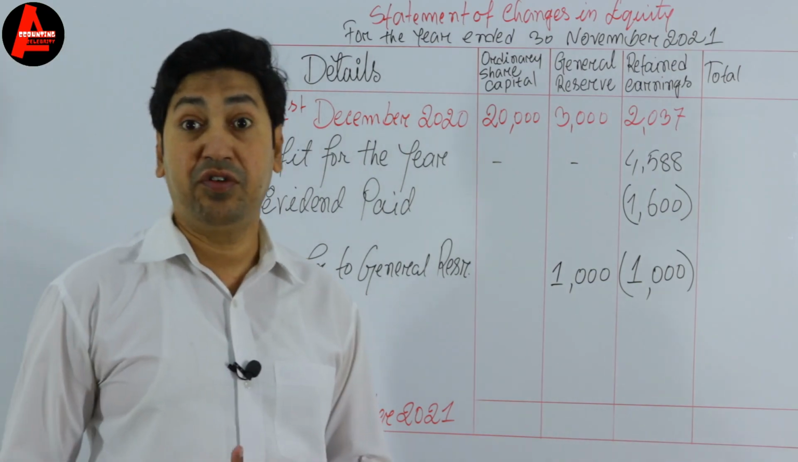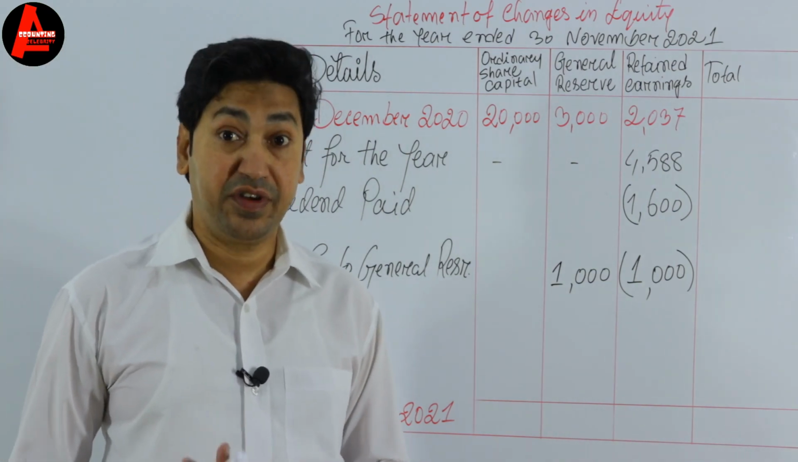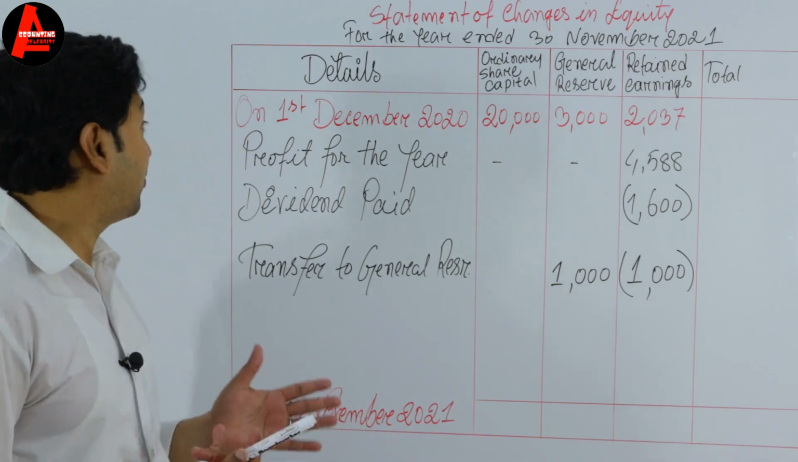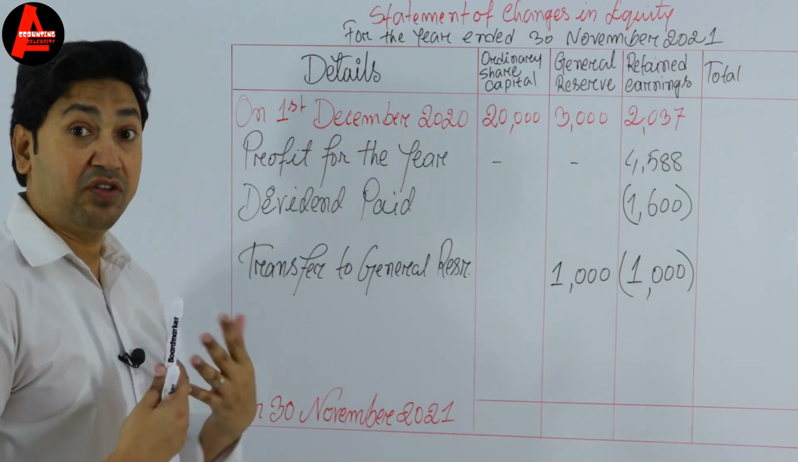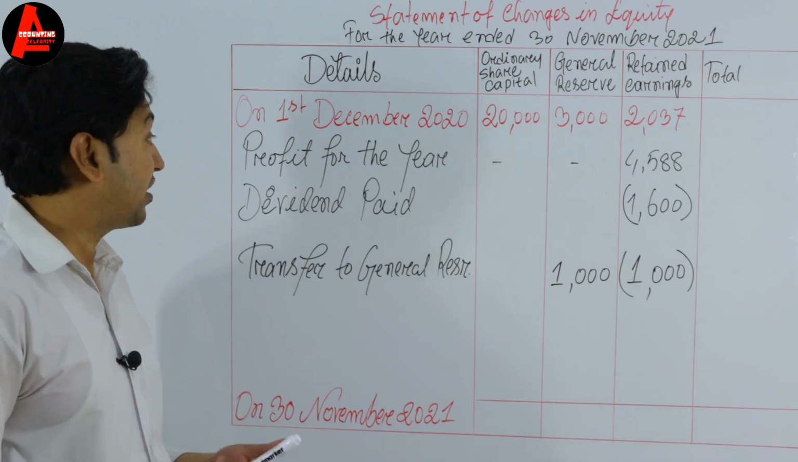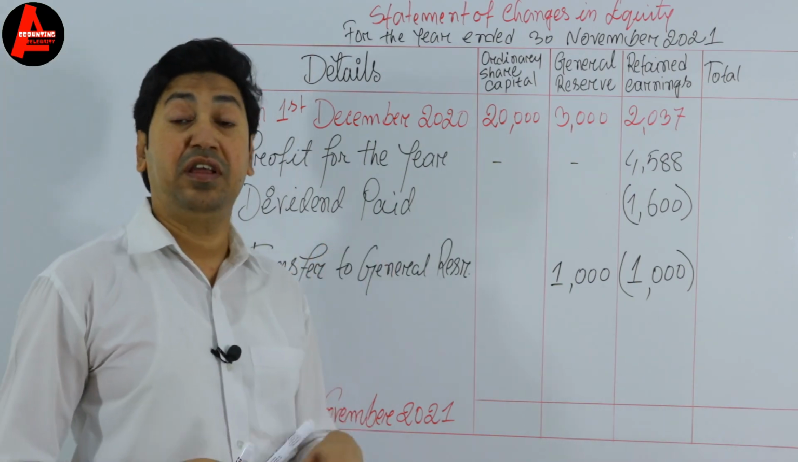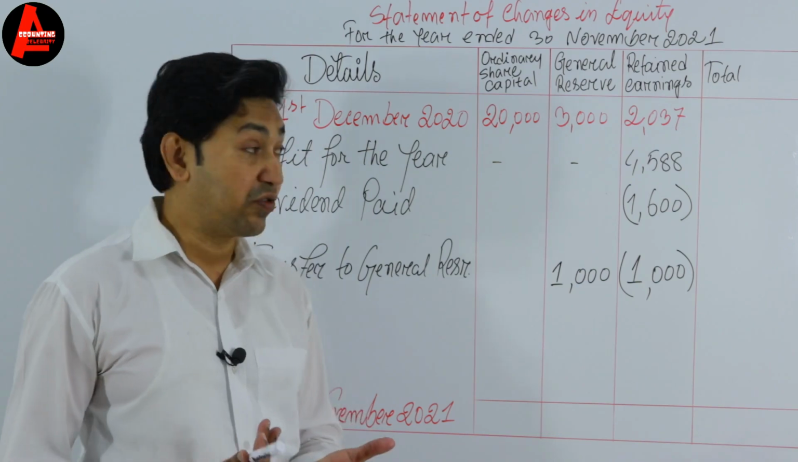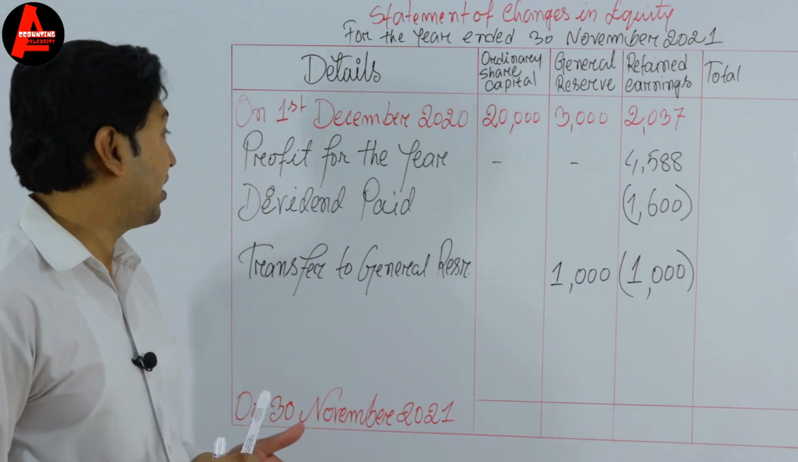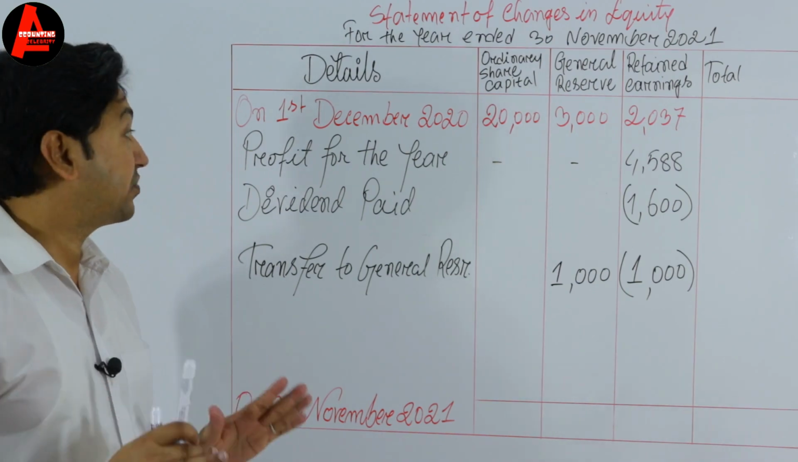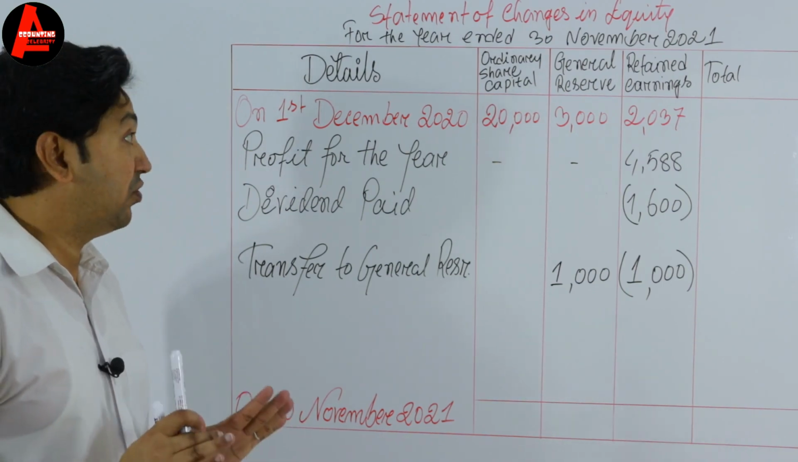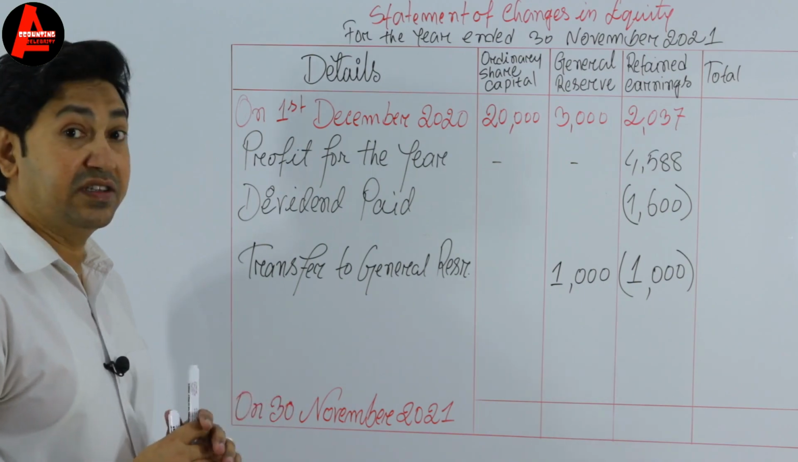But still many of you make mistakes. It is very easy to remember. Only these 4 or 5 items will appear. First of all you need to write the opening balance, then profit or loss for the year, then dividend paid. If you have a proposed dividend you need to write it; if you don't have one, you don't need to write it. And then transfer to general reserve. Only these 5 elements you need to write up in this statement.